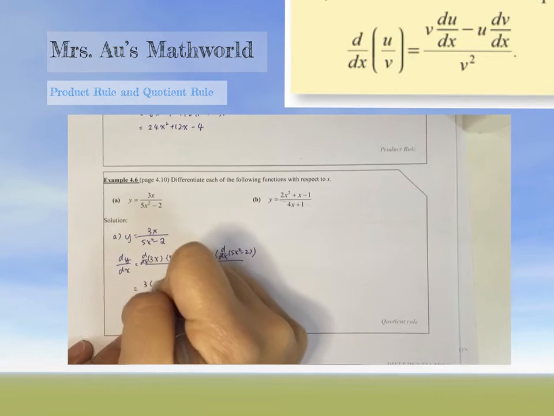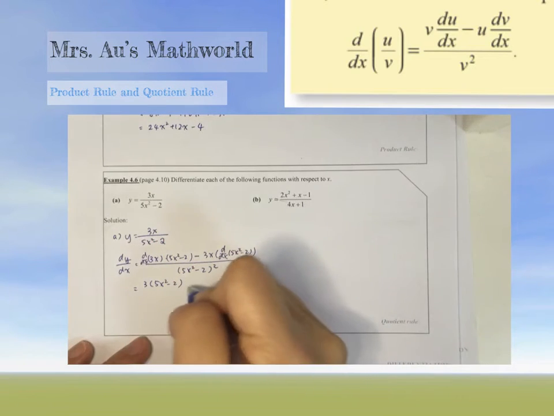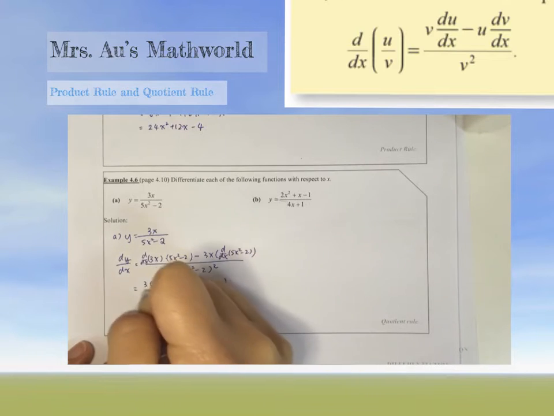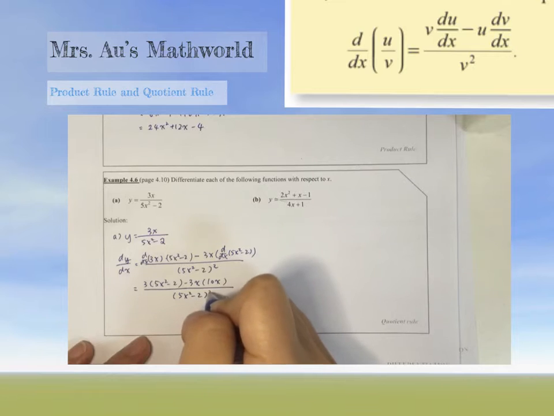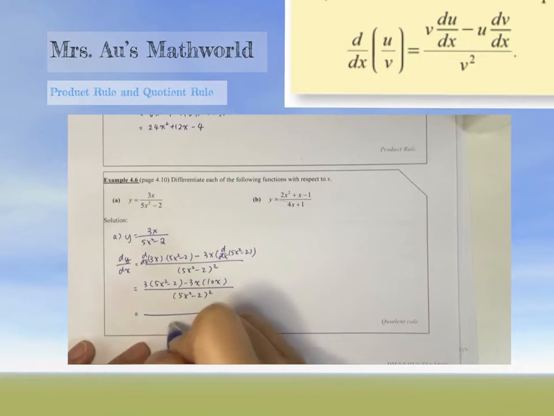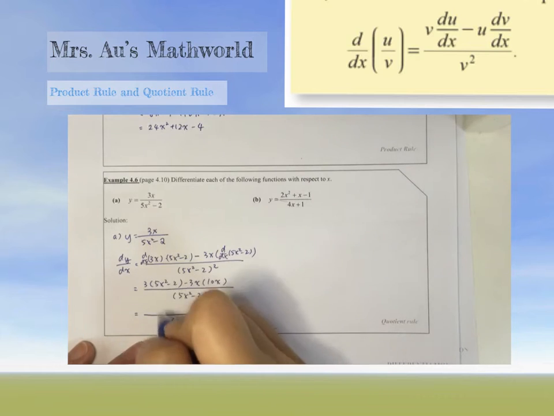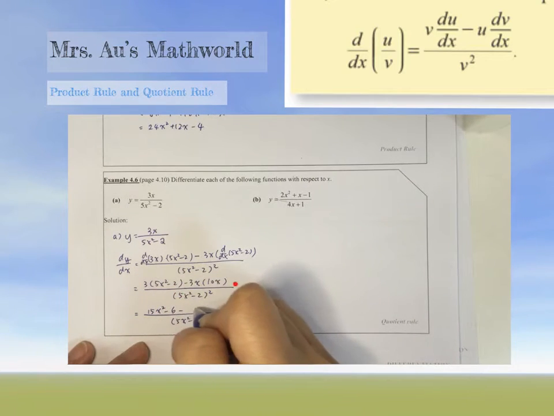And the next step, we just differentiate it carefully. And then after that, we simplify the expression by expanding the upper part. For the lower part, we have no need to expand, just keep. Okay.